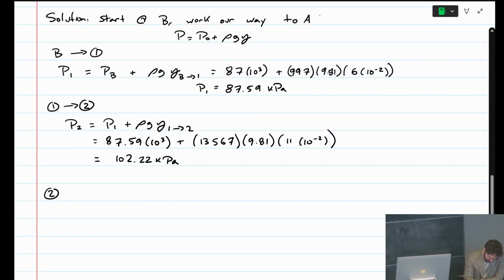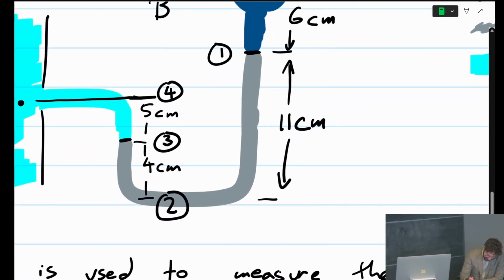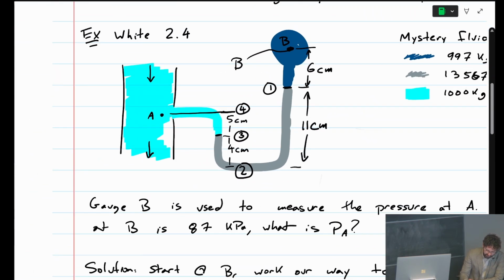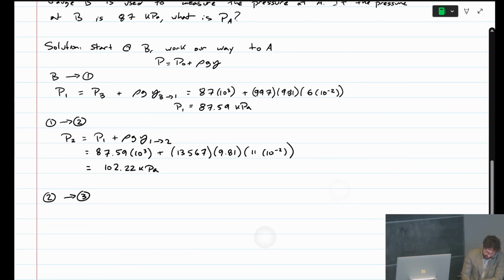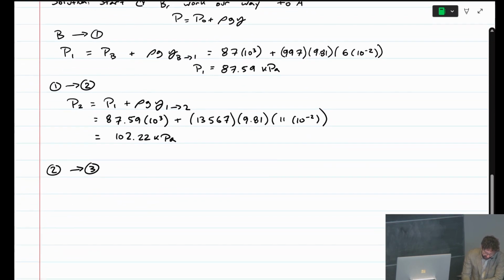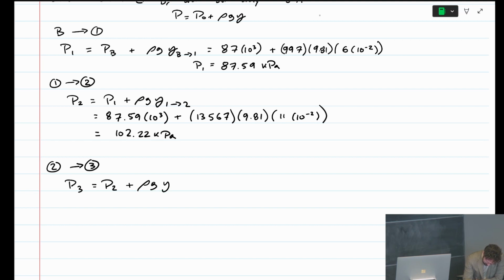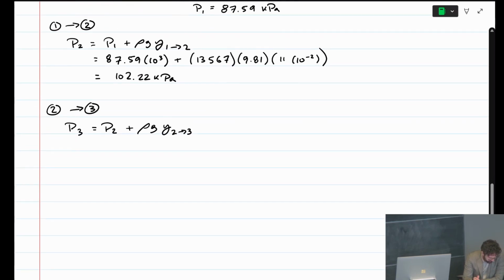Okay, 2 to 3. Here we're going to move upwards through mercury, or through the gray fluid, I should say. So we're going to decrease the pressure. It's a good gut check as you're doing this: the pressure has to decrease as you move upwards. In that case, the decrease is accounted for by saying our y is going to be a negative y. So rho g y from 2 to 3.